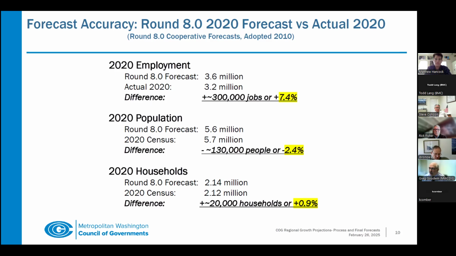For population, we were close as well, within about 130,000 people compared to the round 8 forecast for 2020. And as always, our household forecasts are always stronger. So even 10 years before, we were forecasting within 20,000 of what the actual 2020 number was for households, and that's a pretty good forecast for round 8. So this is something that we do every so often.